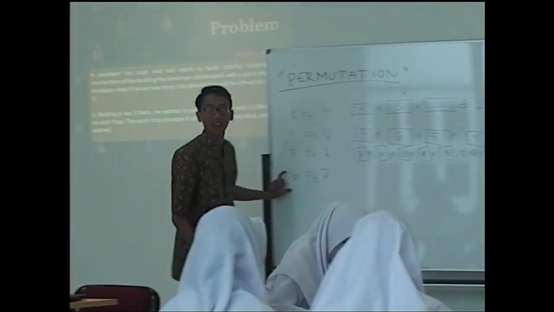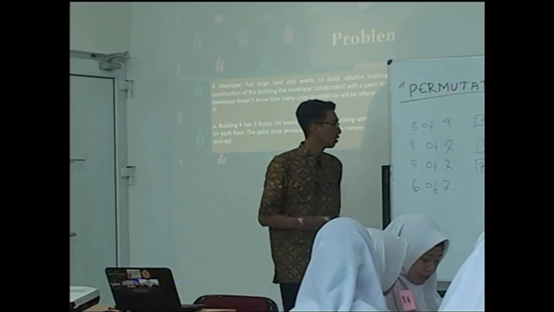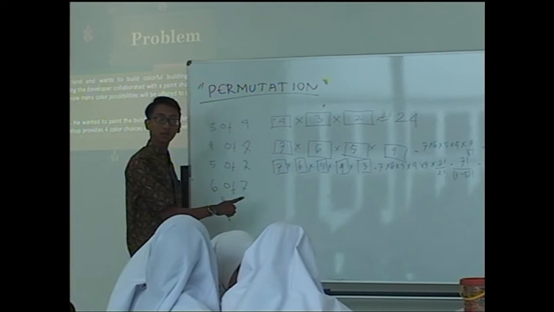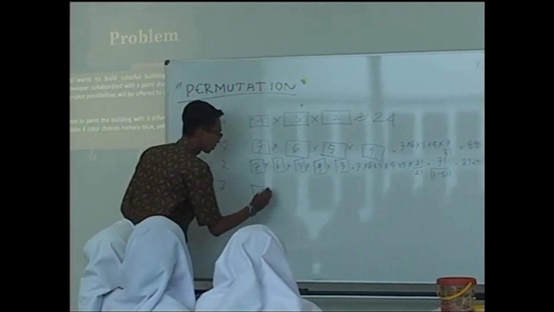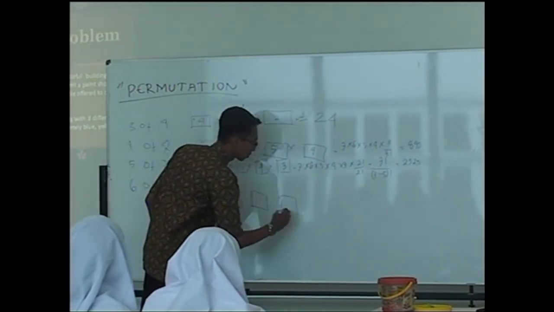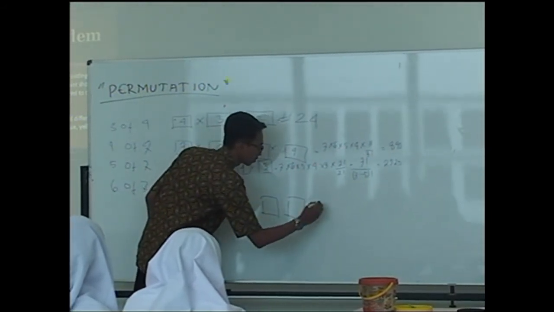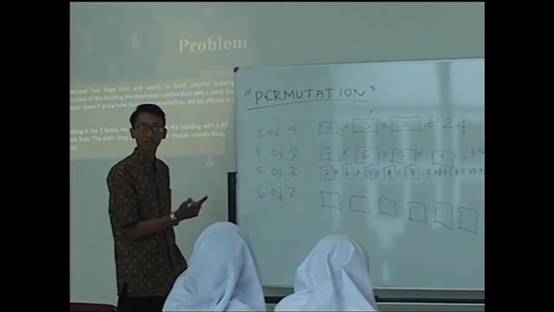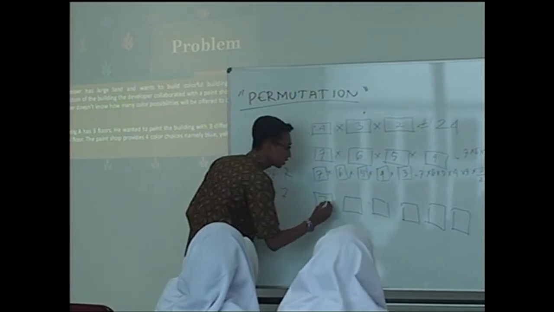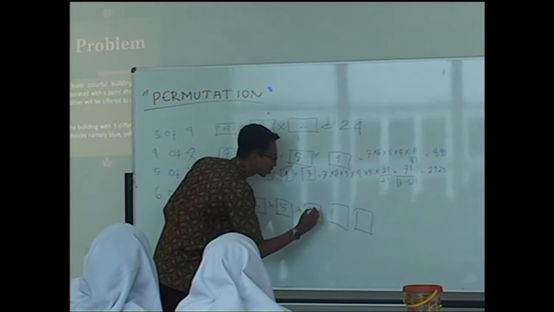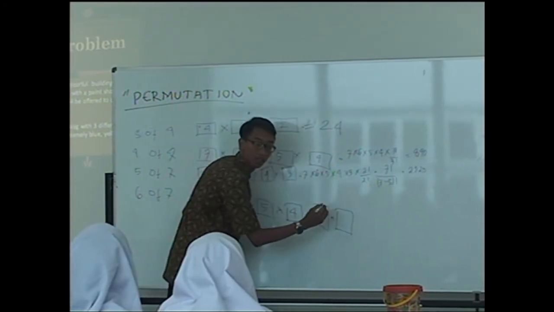Thank you. Okay? Next, we have 6 of 7. So, how many boxes should I put on the whiteboard? 6. Okay. What number should I write in the first box? 7. Next one, 6, 5, 5, 4, and 3. And the last one.